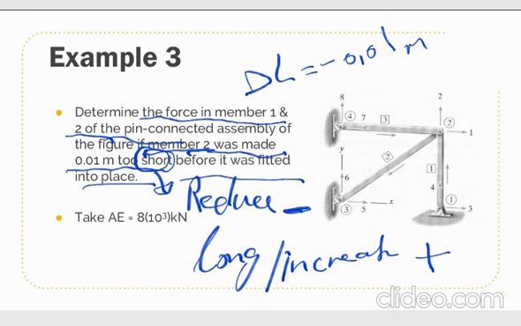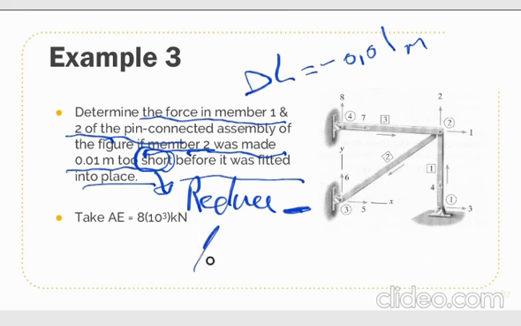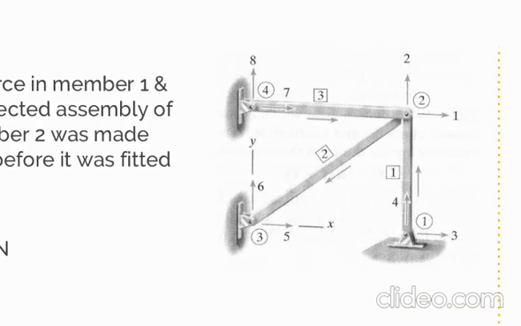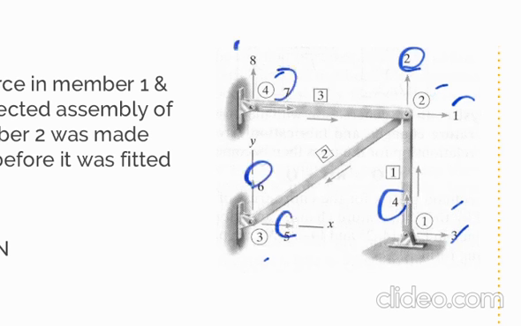Another part of the solution: we should give a global system for X and Y of the structure. Like here, as you see, I already gave the numbers of the joints. This is 1, 2, 3 and 4, and for the global system we have this number 1, this number 2, 3, and this is 4, 5, 6 and 7, 8.